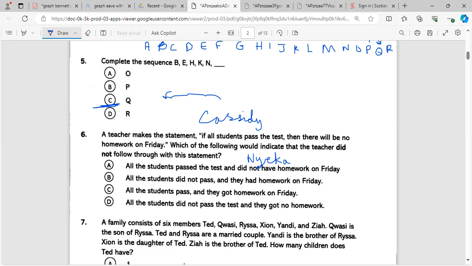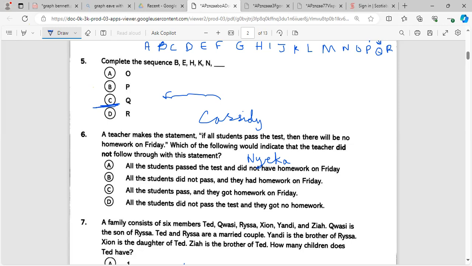Okay. So you say a teacher makes a statement. If all students pass the test, then there will be no homework on Friday. Which of the following would indicate that the teacher did not follow through with this statement? Statement A, all the students passed the test and did not have homework on Friday. That says the same thing, right? Something different: all the students did not pass and they had homework on Friday.